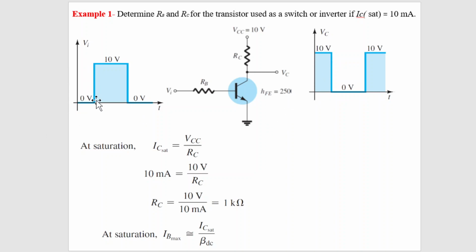Similarly, now if the input voltage is 10 volt here, then a base current will flow across the transistor. This base current will ensure a collector current. How much collector current? Base current multiplied by beta, that will give the IC. And because of this collector current, there will be a voltage drop across this resistance. So whatever this VCC is, it will be dropped across this resistance.